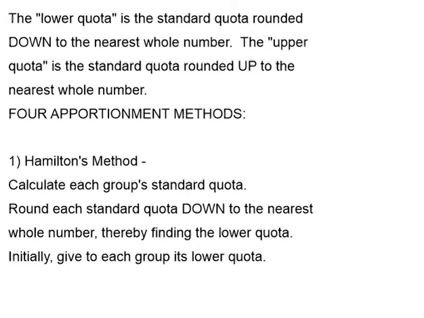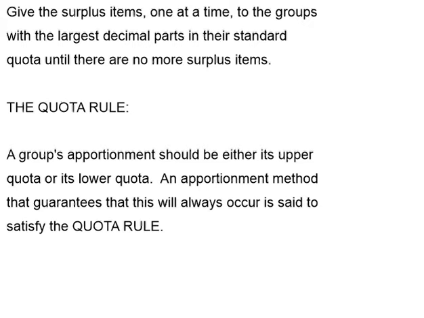We will now discuss 4 apportionment methods. First one is Hamilton's method. Calculate each group's standard quota. Round each standard quota down to the nearest whole number, thereby finding the lower quota. Initially give to each group its lower quota. Give the surplus items one at a time to the groups with the largest decimal parts in their standard quota until there are no more surplus items.